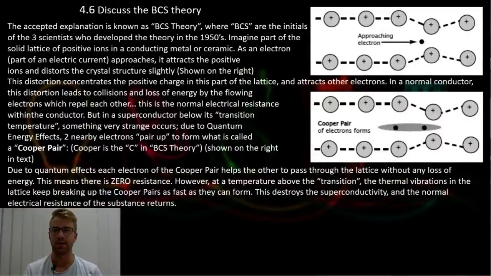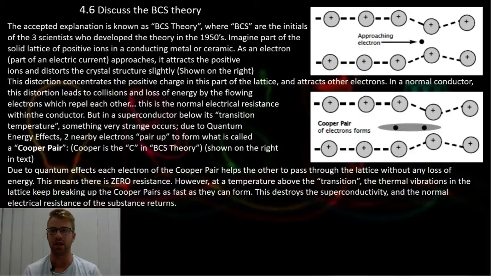4.6. Discuss the BCS theory. The accepted explanation is known as the BCS theory, where BCS are the initials of three scientists who developed the theory in the 1950s. That is, Bardeen, Cooper and Schrieffer.